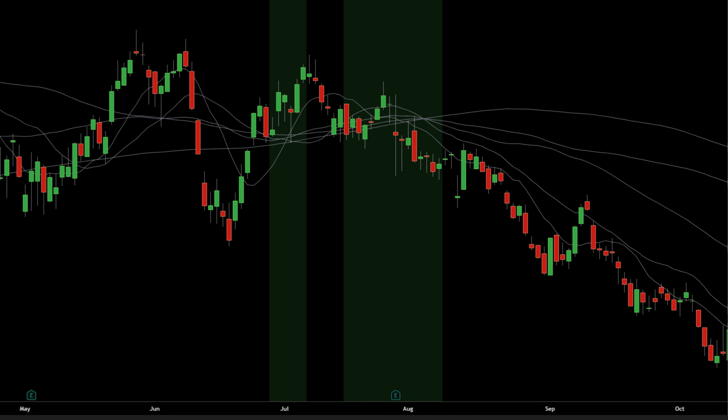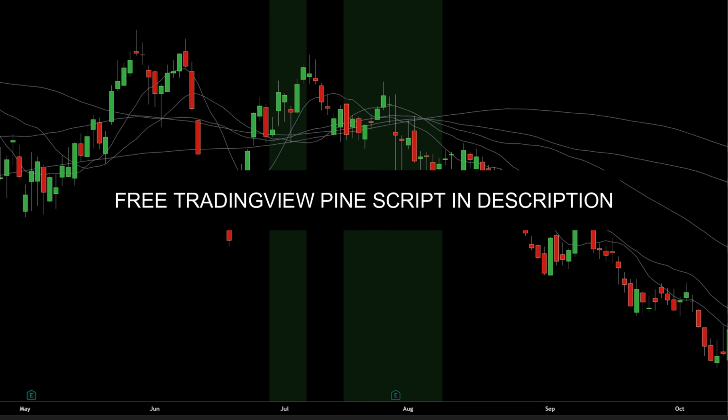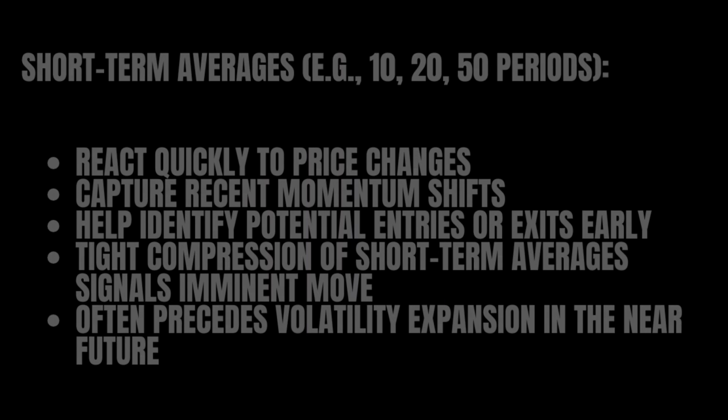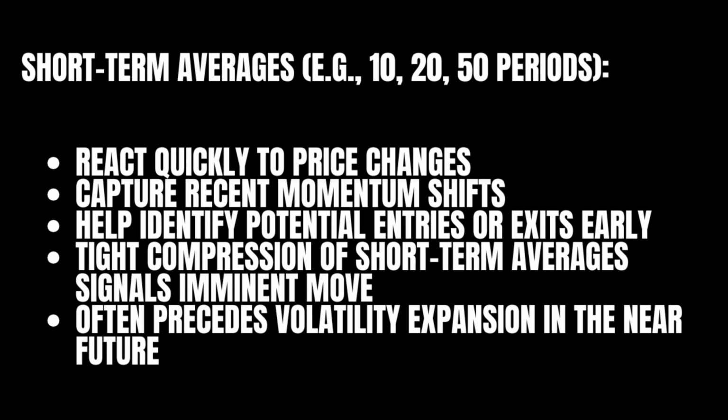When this coil condition is met, the indicator highlights the compression zone directly on your chart with a subtle green background. It's going to help you visually identify potential setups before the volatility expands. While setting up your moving average ribbon, selecting and pairing the averages can improve the quality of your analysis. So we're going to group them into short-term and long-term categories.